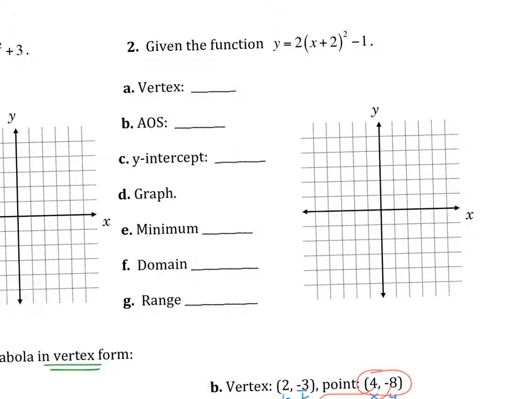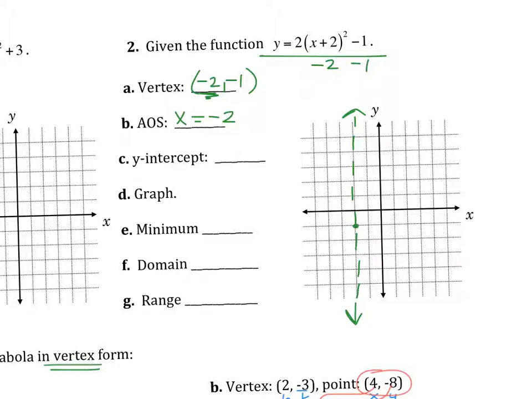What is our vertex here? Negative 2, opposite here, same here. So the vertex is -2, -1. What's your axis of symmetry? X equals -2. Whatever your x value is, that's your axis of symmetry. So plot -2, -1. Does this open up or down? It opens up because it's a positive a.